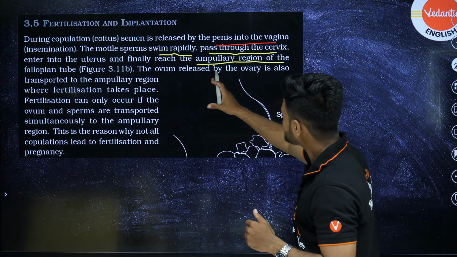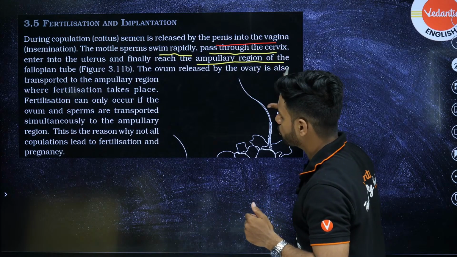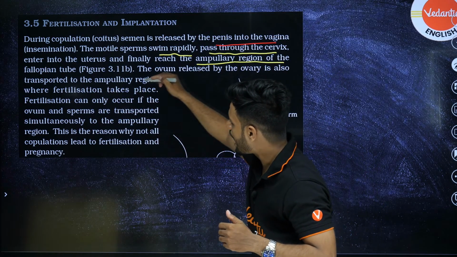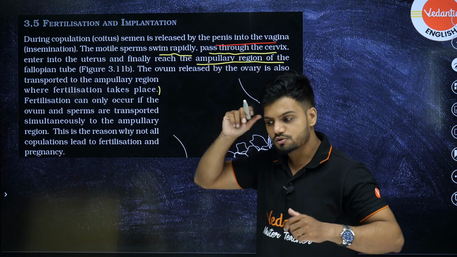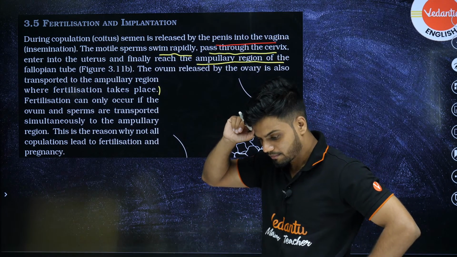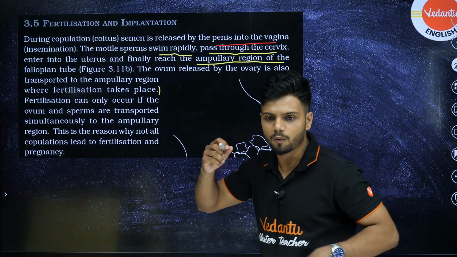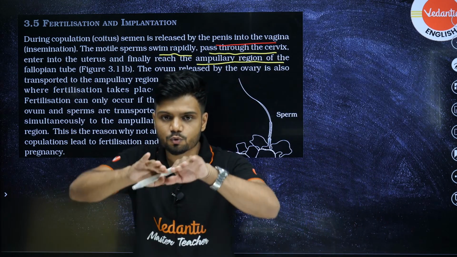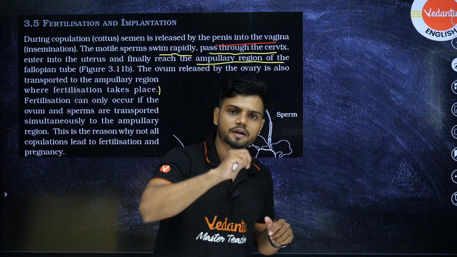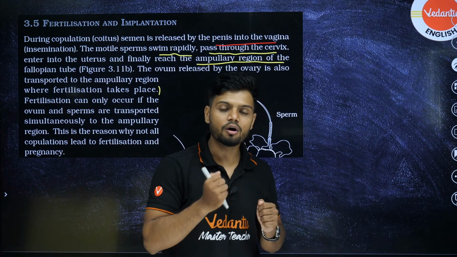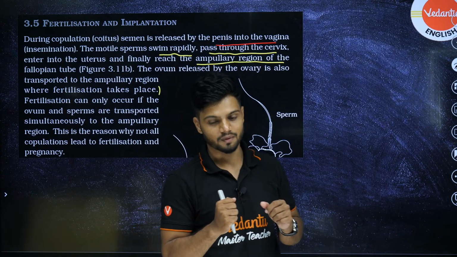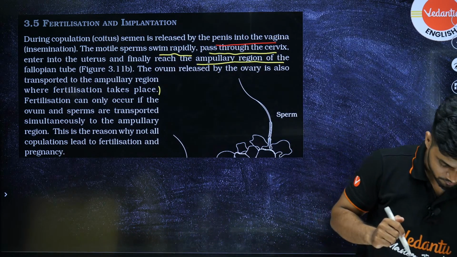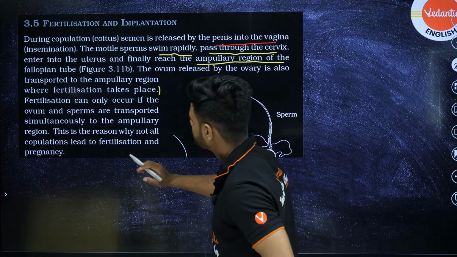The ovum released by the ovary is also transported to the ampullary region where fertilization takes place. Done. Also, can any of you remind me, how is the ovum moving? How is the secondary oocyte going? Is it swimming in water? Is it walking? Is it running? Or is it moving with the help of ciliated columnar epithelium cells? Tell me, how is it moving? In the chat.